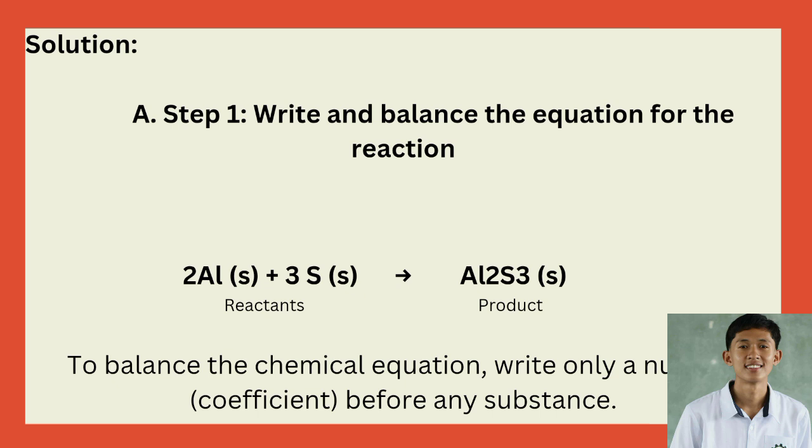Before we solve anything, we must write and balance the chemical equation. This page shows the balanced reaction. Balancing is important because it tells us the correct ratio in which the substances react. Here the equation tells us that 2 moles of aluminum react with 3 moles of sulfur to form aluminum sulfide. We put numbers in front of the formulas to make sure both sides have the same number of atoms.